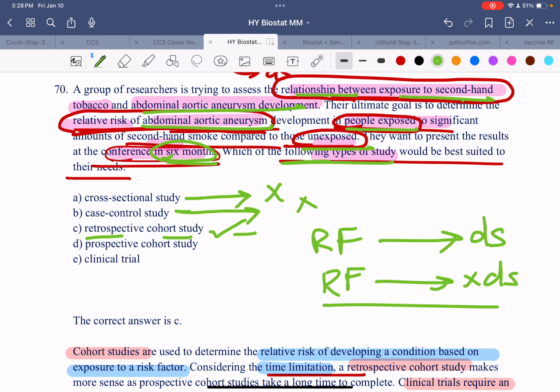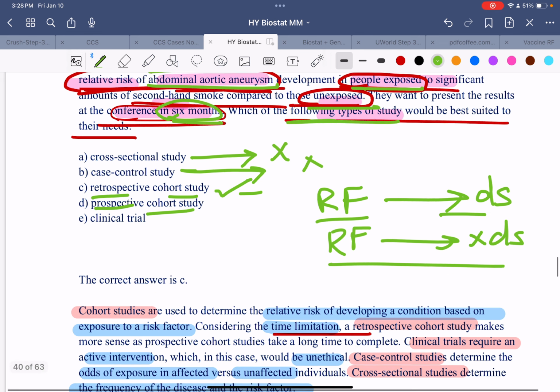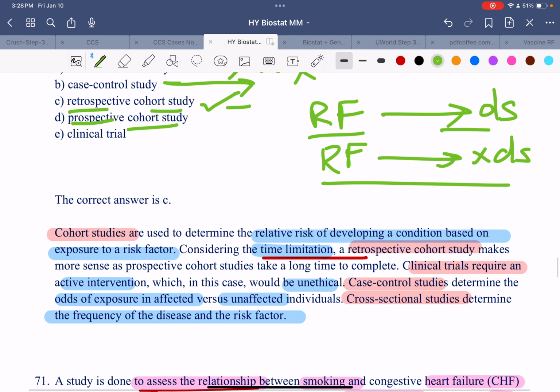If you're short of time and you need to establish association between the risk factor and disease, do a retrospective cohort. Whereas a prospective cohort, of course, if you take smokers and non-smokers today and then follow them, it's going to be a long time till they develop abdominal aortic aneurysm. And of course, clinical trials also take a long time and they require an active intervention. So in this situation, you can't give an active intervention, you can't actually expose some people to secondhand smoke, that would be unethical.